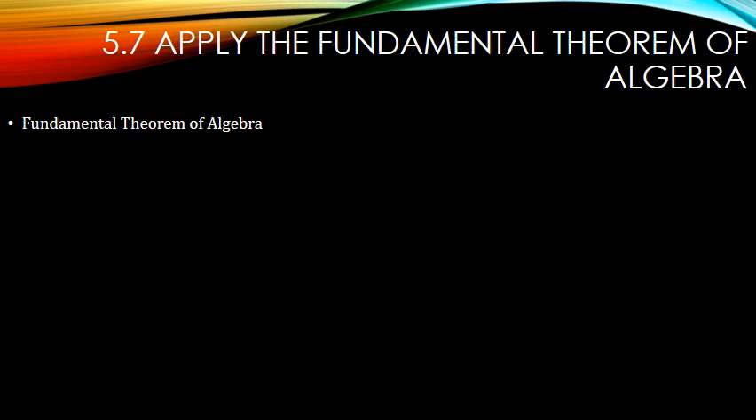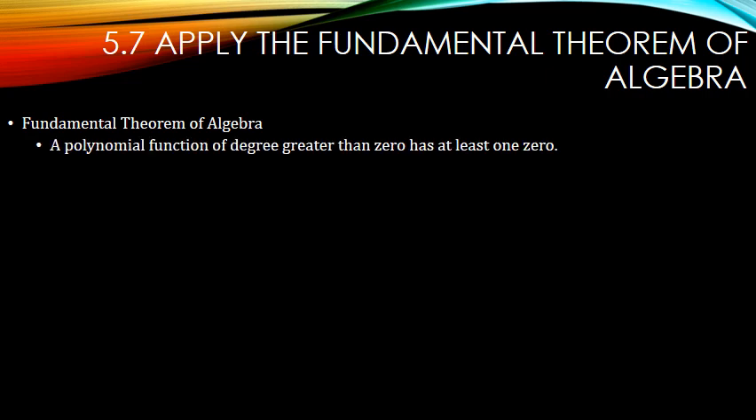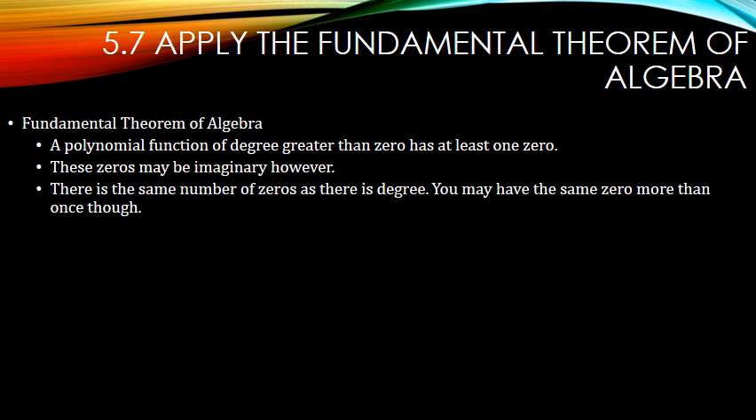The fundamental theorem of algebra says a polynomial function of degree greater than 0 has at least one zero. That's saying, if you have an equation, a polynomial function equals 0, there's a solution. The zeros might be imaginary, though. A corollary to this theorem says there is the same number of zeros as there is degree, but you may have the same zero more than once.